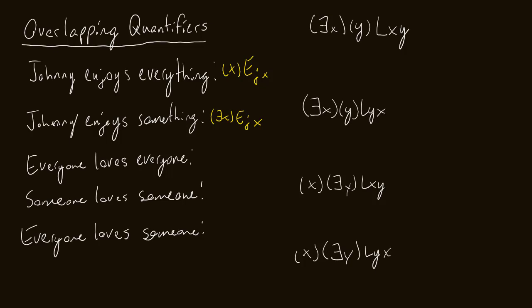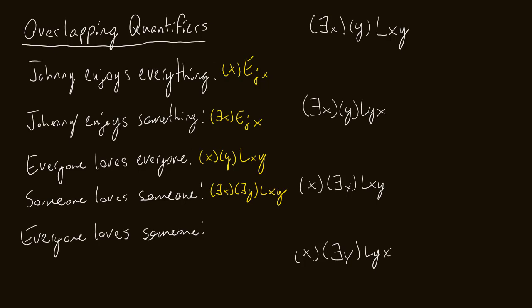For everyone loves everyone, now we have overlapping quantifiers. We are going to have to use two quantifiers, so we use x and y. And for everyone loves everyone, this essentially just means for all x, for all y, x loves y. If you have a statement like someone loves someone, those are existentially quantified statements. So we'll have there exists an x, there exists a y, such that x loves y.